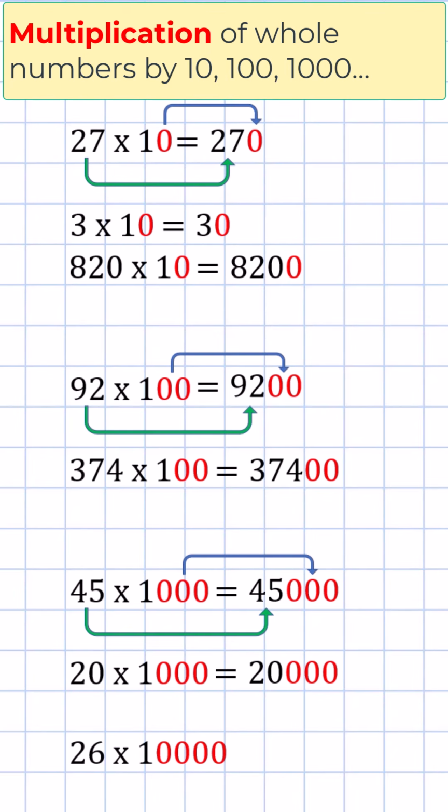Obviously, if the number of zeros in the second factor increases, the rule extends. For example, 26 times 10,000 results in 260,000, obtained by adding the 4 zeros from the second factor to 26.